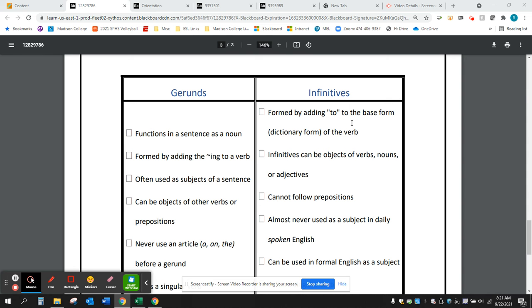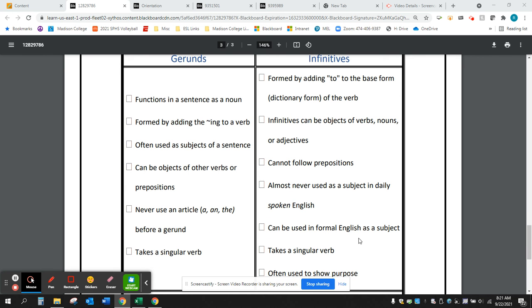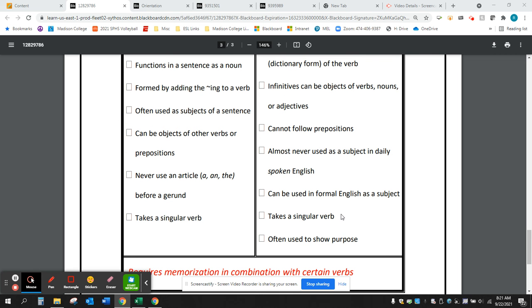Infinitives are formed by adding to the base form or the dictionary form of the verb. Infinitives can be objects of verbs, objects of nouns, objects of adjectives. Infinitives cannot follow prepositions. We almost never use them as the subject in our spoken English, in American English. Can be used in formal English as a subject, but that is more rare. Like gerunds, infinitives take the singular form of the verb, and infinitives are often used to show purpose.